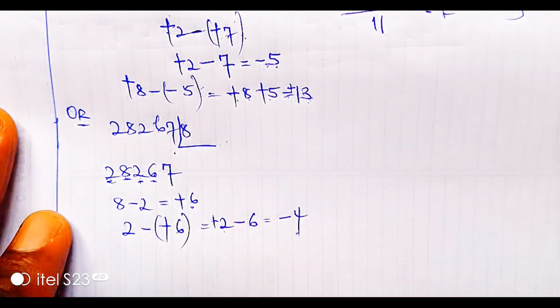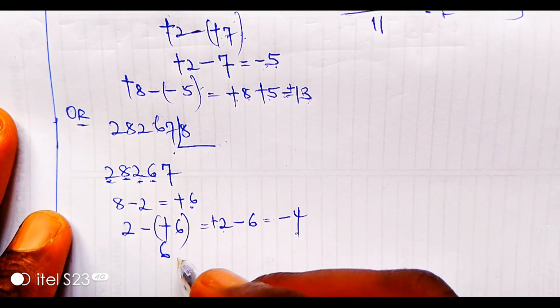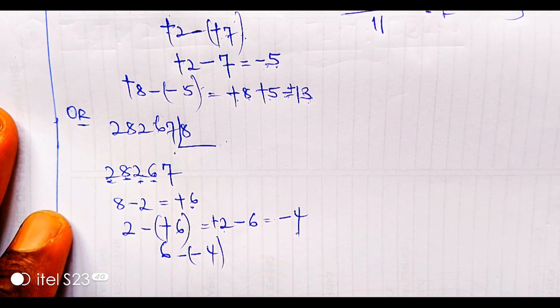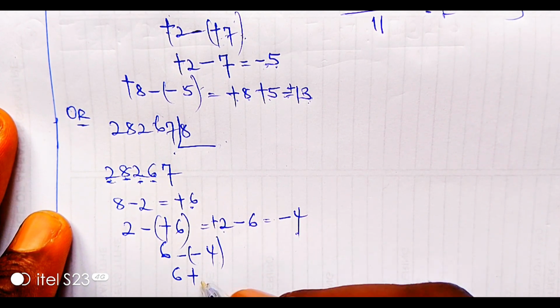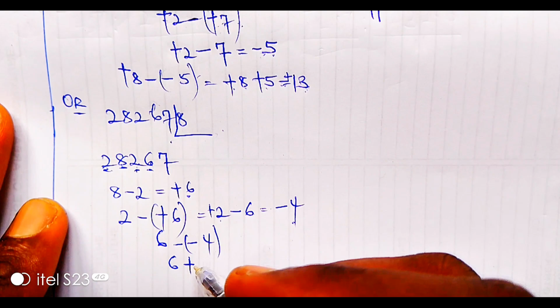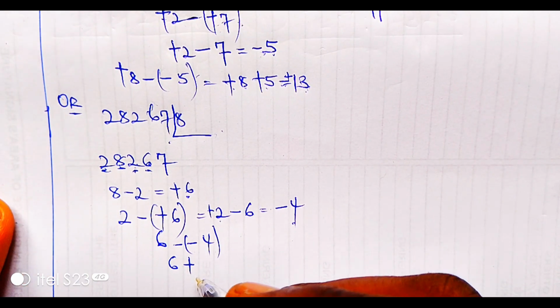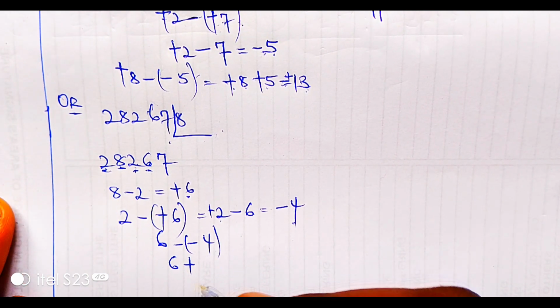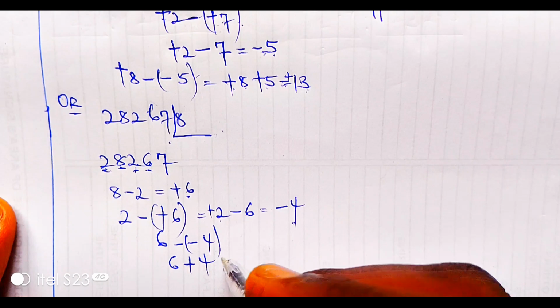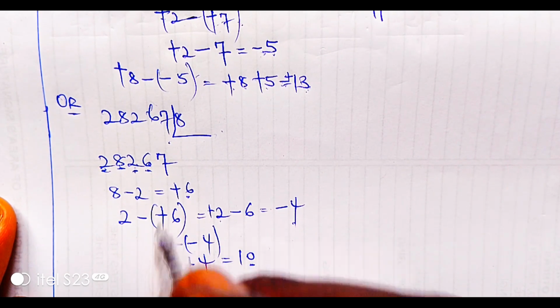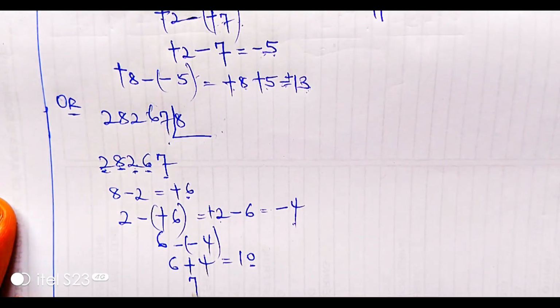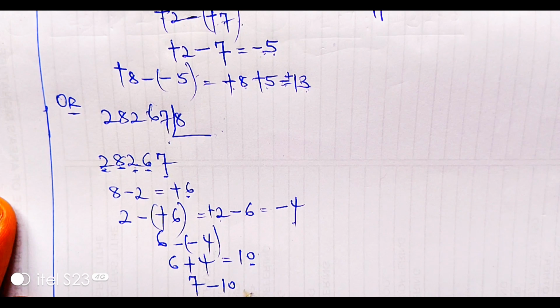So what do we have next? 6 will come in next. 6 minus minus 4. Minus and minus is plus. When you have equal signs, your answer will be positive. When the signs are different, your answer will be negative. 6 plus 4 is 10. And the very last one, 7. 7 minus 10. Having 7, owing 10 is minus 3.